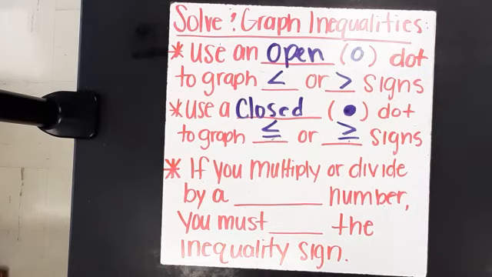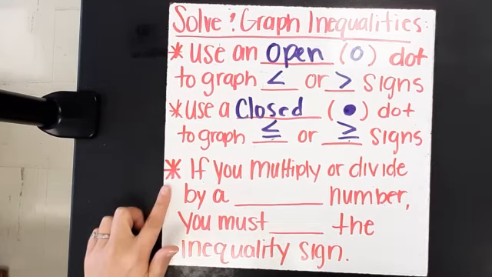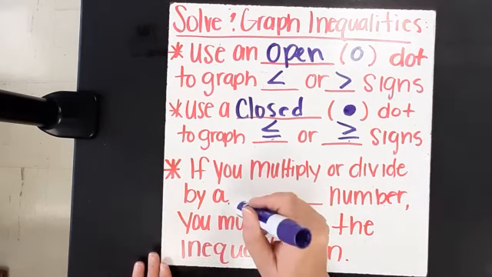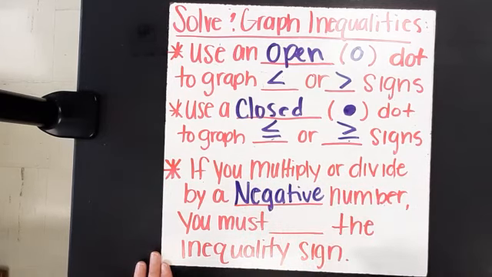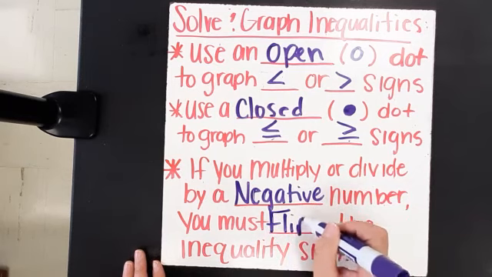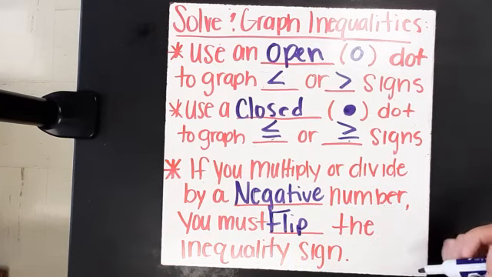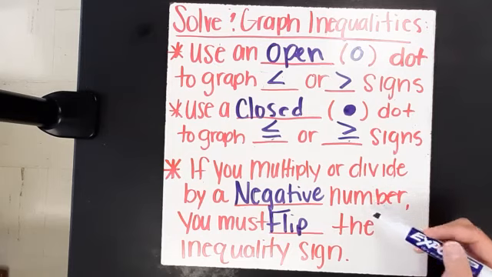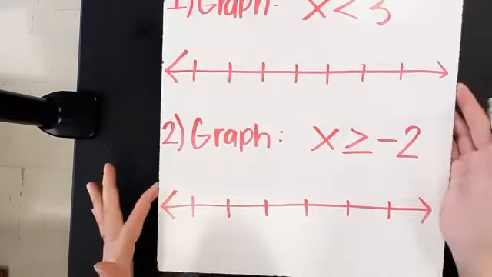When we solve inequalities, it is very similar to solving equations with one difference. The one difference is that if we multiply or divide our inequality by a negative number, we must flip the inequality sign. So this right here is the one difference in solving inequalities versus equations: if we multiply or divide by a negative, we have to flip the inequality sign. All right, so now that we know that, let's take a look.